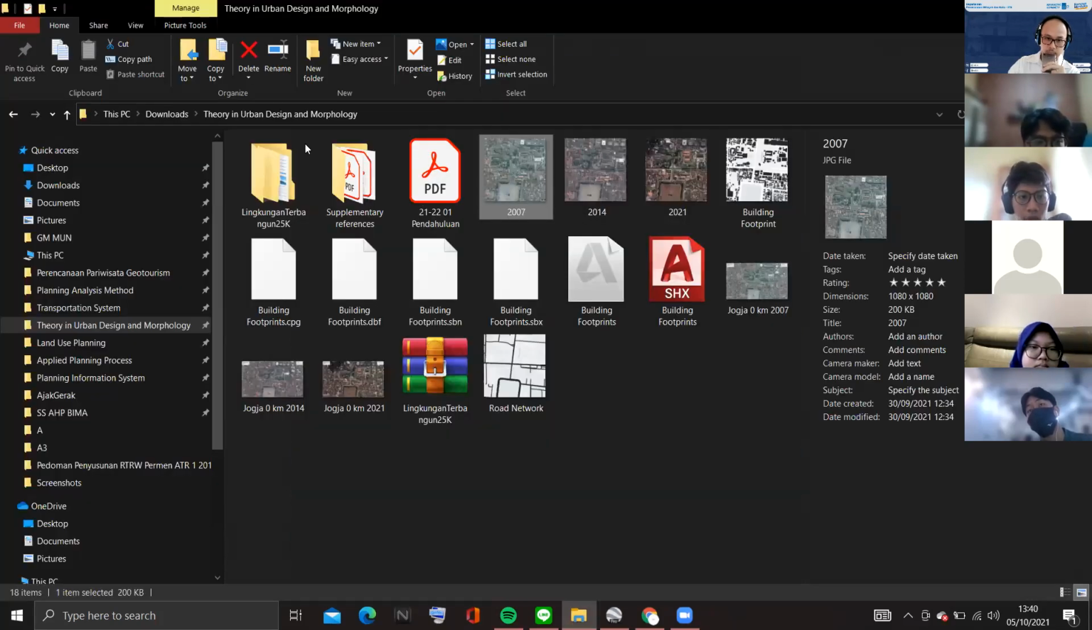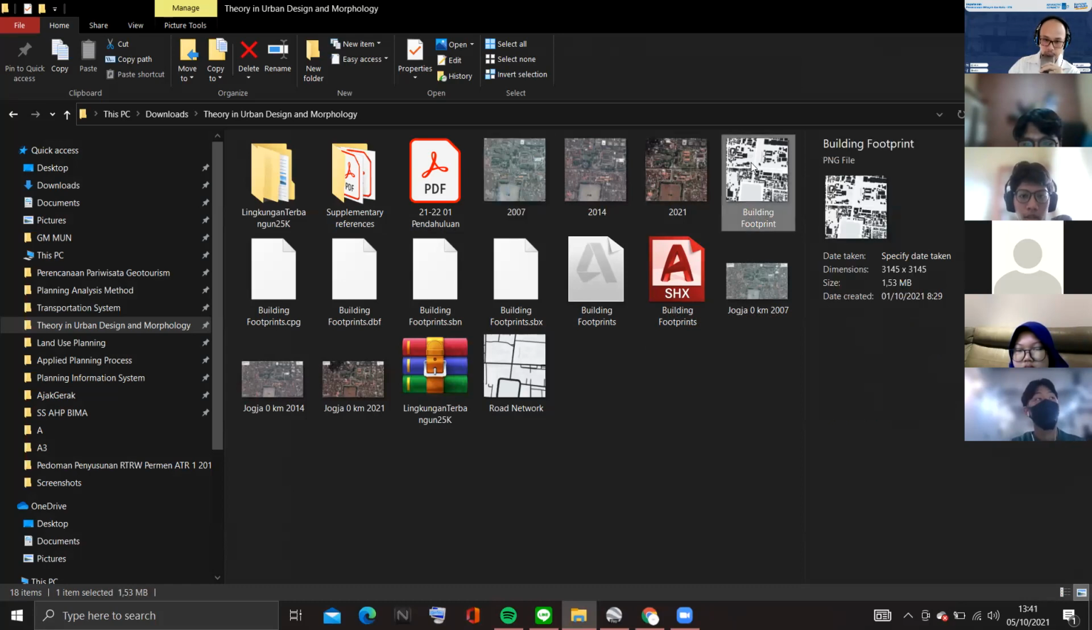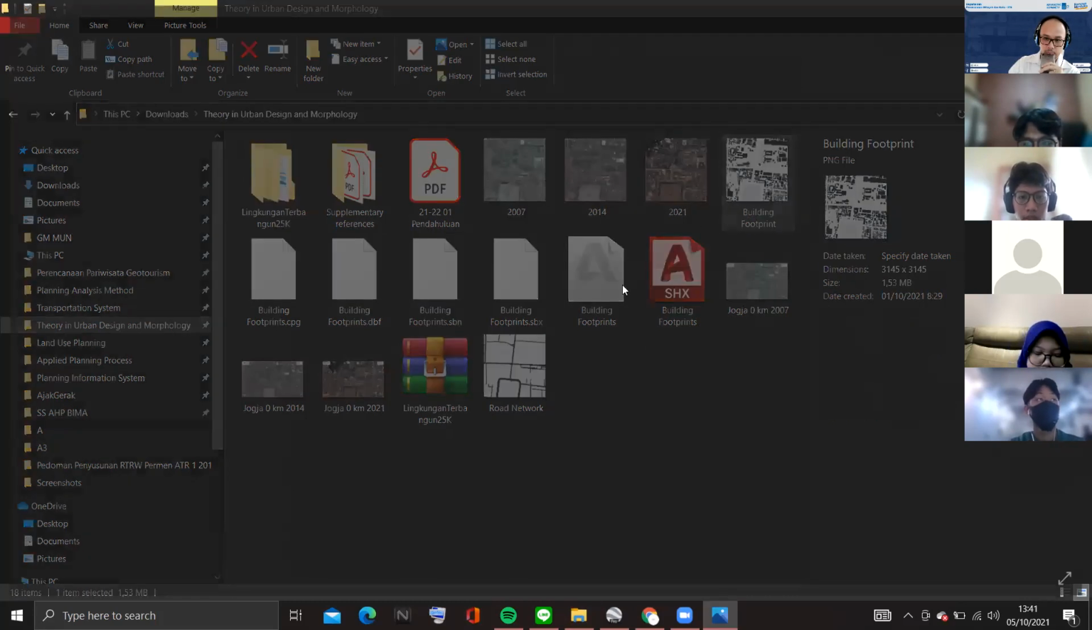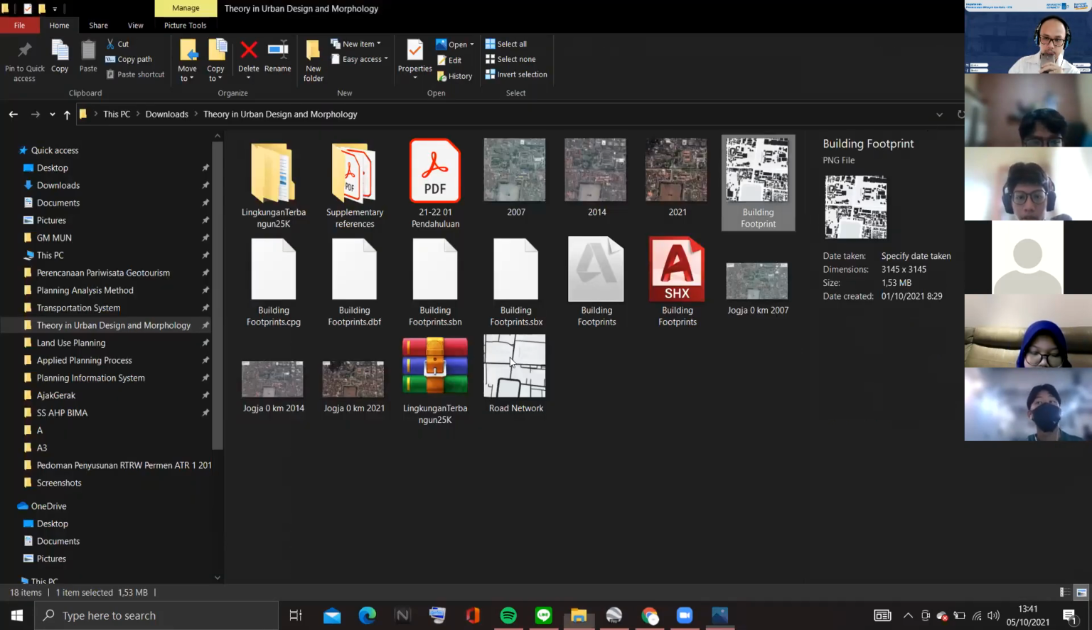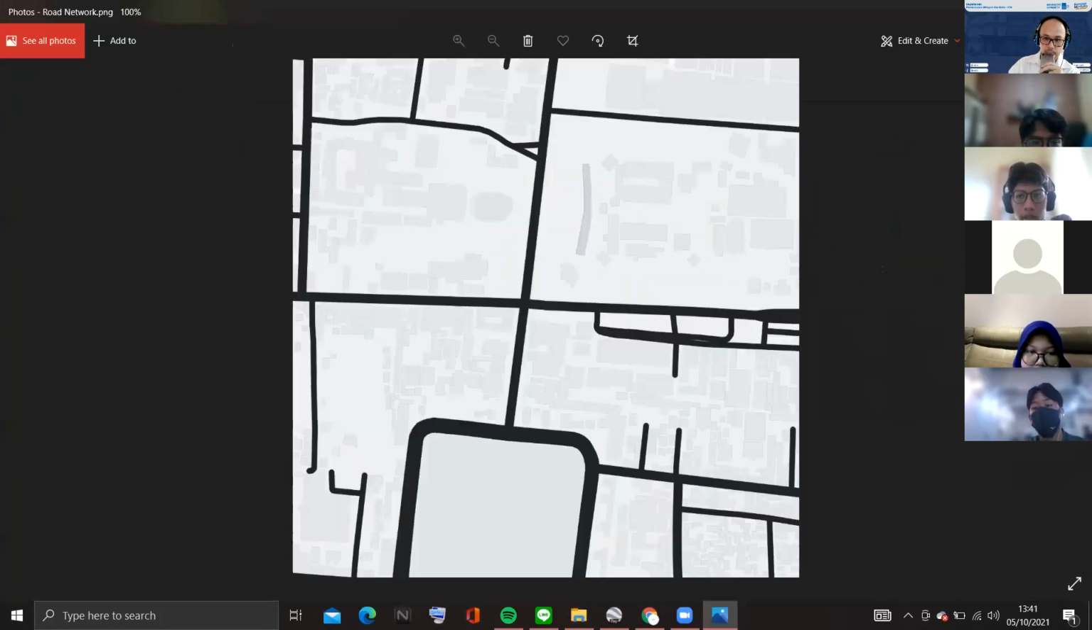And for the map tracing, I actually have difficulties, so I use a web tracing map, and I still only trace two aspects, which is the road network and the building footprint. For the building footprint, just like this, and for the network, like this.